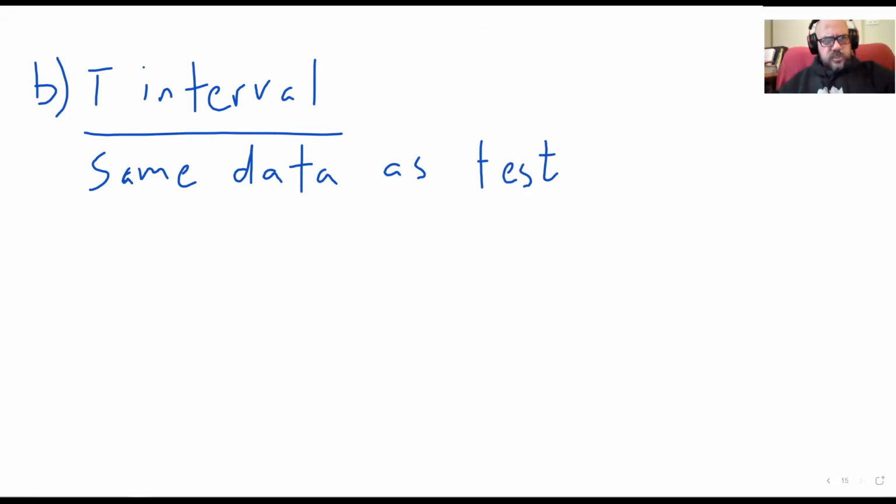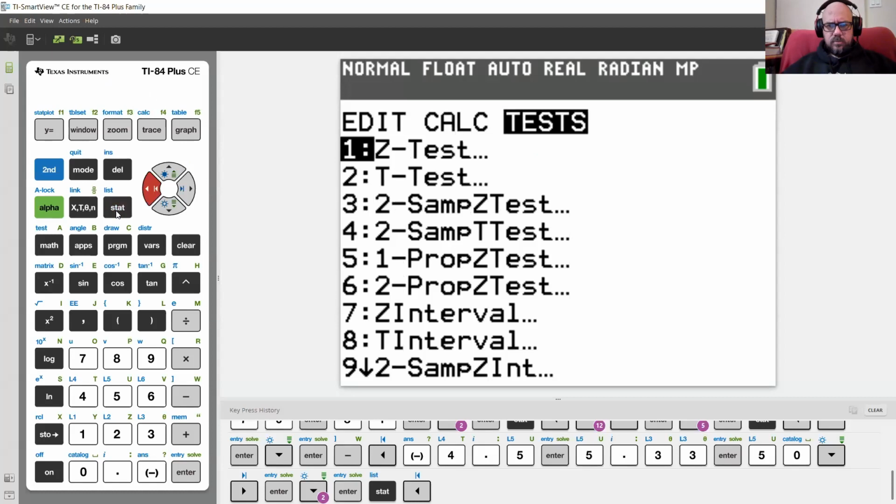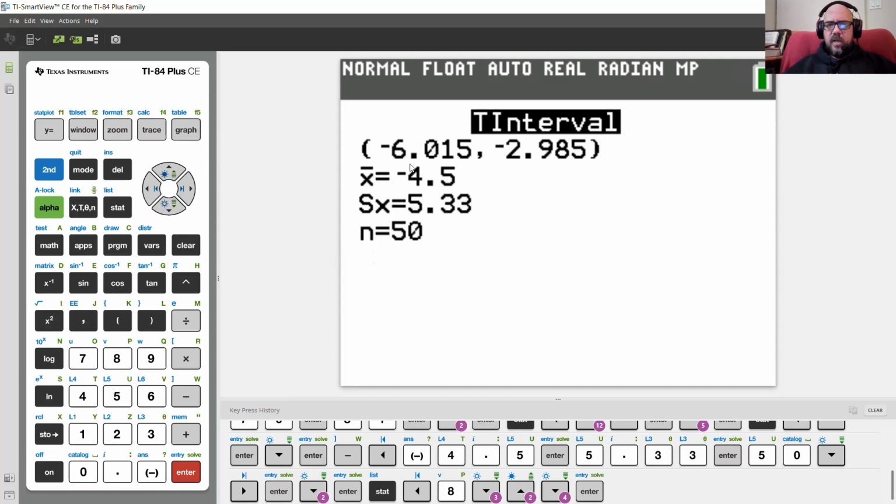And let's just jam it into the calculator and see what we get. So we're going to go to stat tests, t interval, number 8. And the stats are already in there for us. I like how the calculator tries to pre-guess what we're doing here. So fantastic. That is in fact what we want. Confidence level 95% sounds good to me. Calculate. All right, so we got negative 6.015 to negative 2.985, which is good. Negative numbers correspond to weight loss, so that's fantastic.